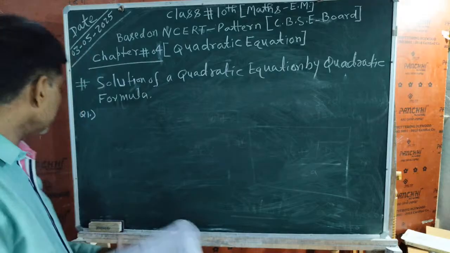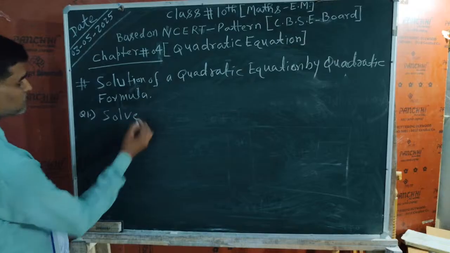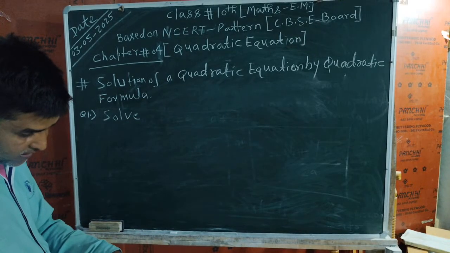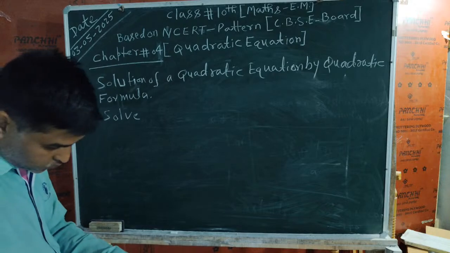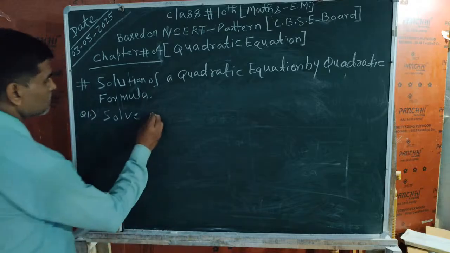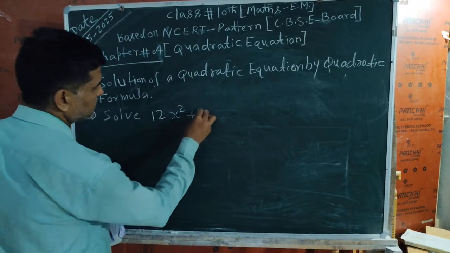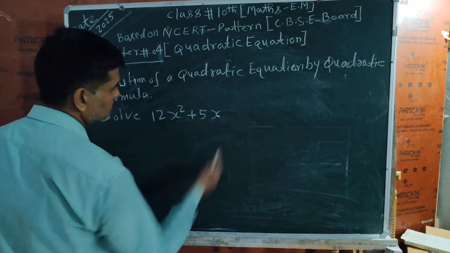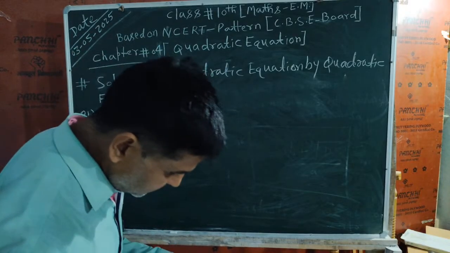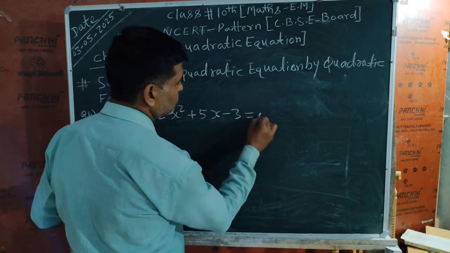So here we have to write: solve 12x square plus 5x, and then I have to take the constant term, that is written minus 3, which is equal to 0.